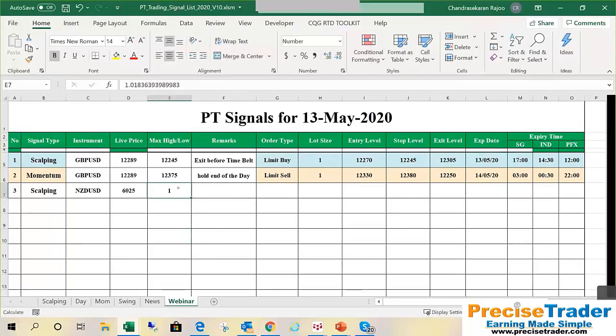Now mind, I'll give one level, 61. This is scalping, so we've got to exit before the time belt.